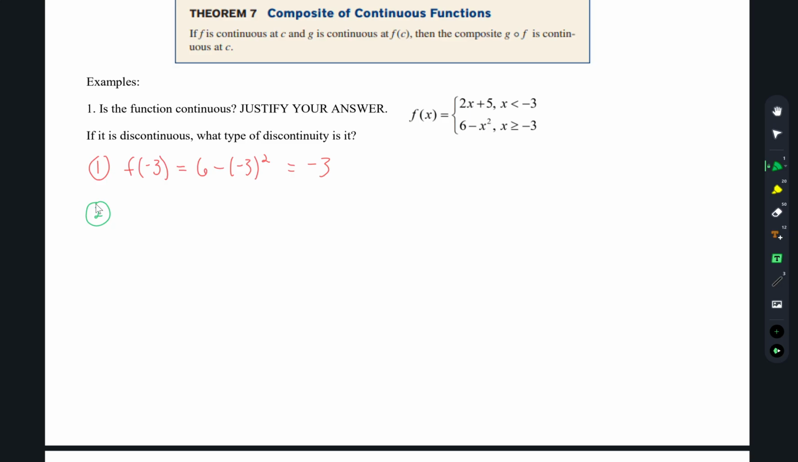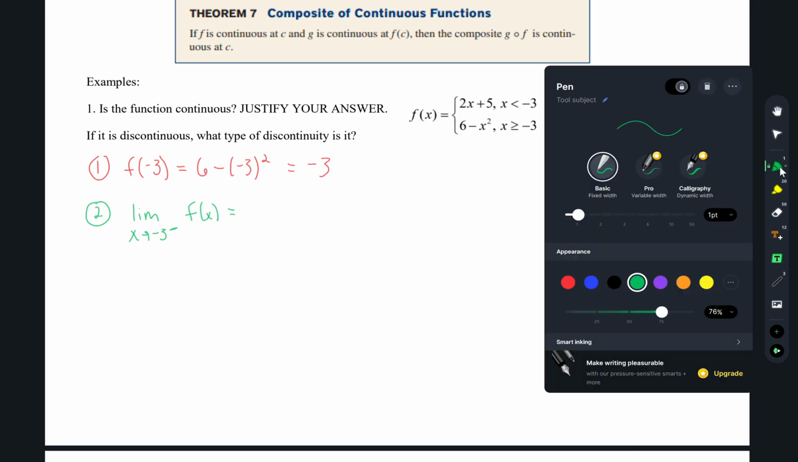Step 2, okay, is the most annoying. You have to do the limit stuff. So you have to show that the limit exists at -3. And what is it? Because we're dealing with different functions on different sides of -3, we're going to do the left and right limits. Make sure you write f of x in here, not the equation.